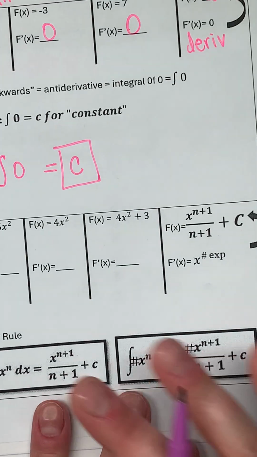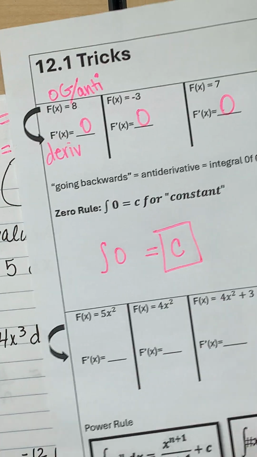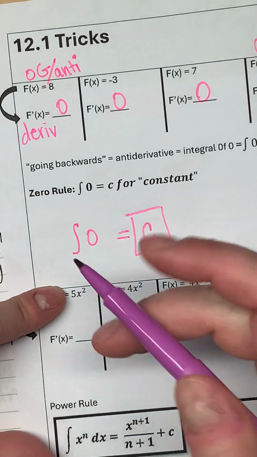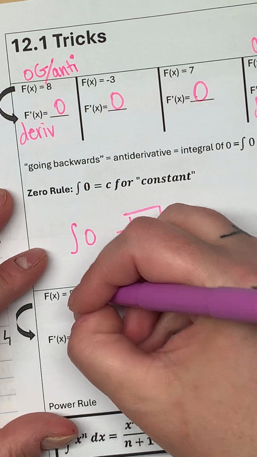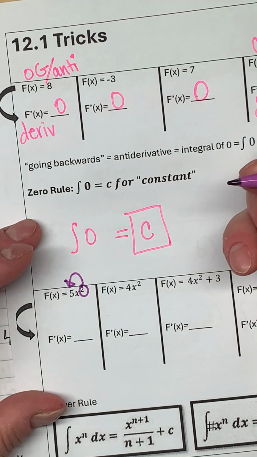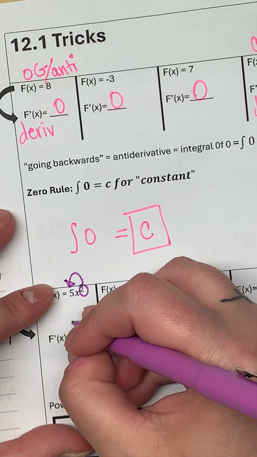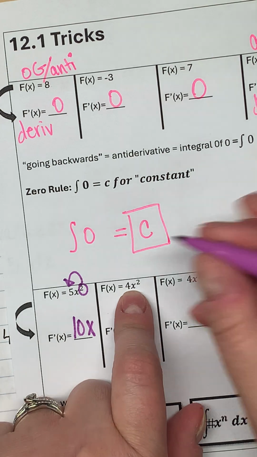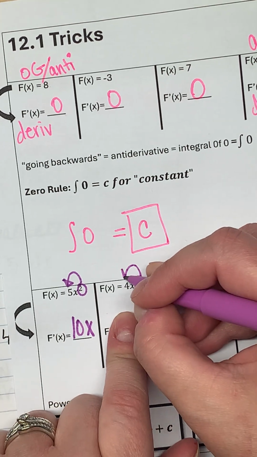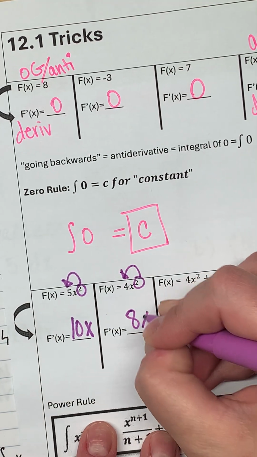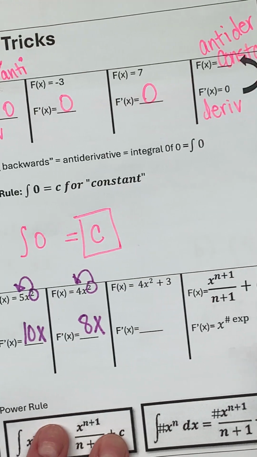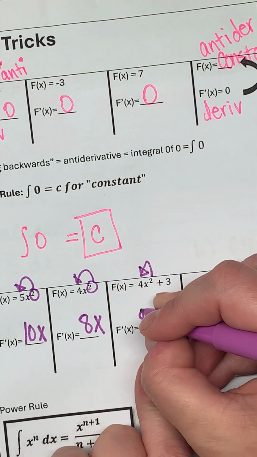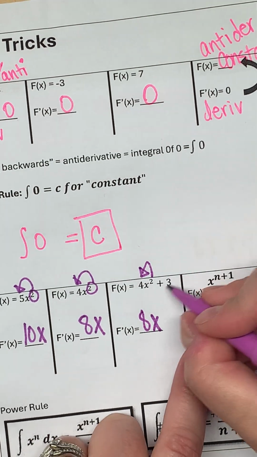Our third rule is if there's an exponent. Let's take the derivative of 5x squared. You take the 2, bring it down, multiply it, and you get 10x. Over here on the next one, you take the 2 in the air, bring it down, multiply it, and you get 8x. For this last one, you bring the 2 down and multiply it, and you get 8x. And then that 3 goes away.